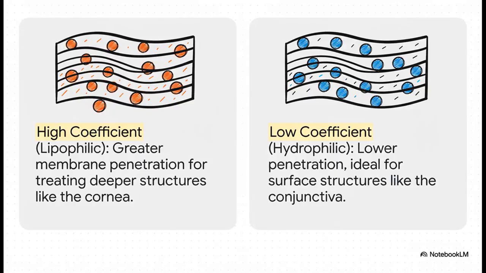Okay, and this is where it gets really interesting. A drug's chemical property, this thing called the partition coefficient, basically dictates where it's going to go and what it's going to do. Drugs that love fat, the lipophilic ones like acetates, have a high coefficient. They can cruise right through those fatty membranes to treat deeper structures. On the other hand, drugs that prefer water, the hydrophilic ones like phosphates, have a low coefficient. They tend to hang out on the surface, which makes them perfect for treating something like the conjunctiva.